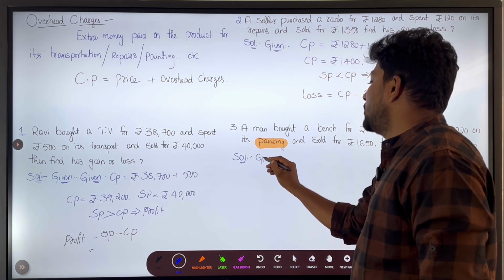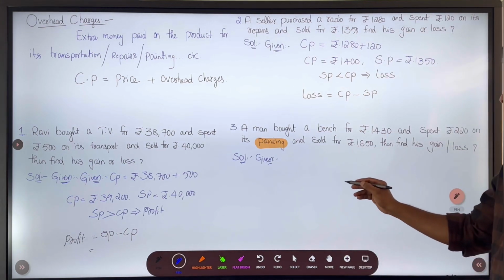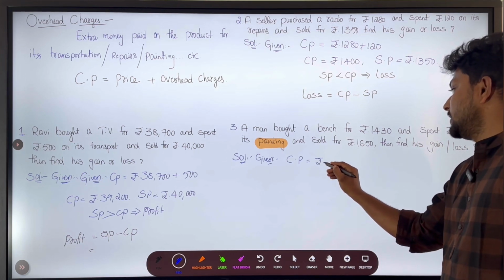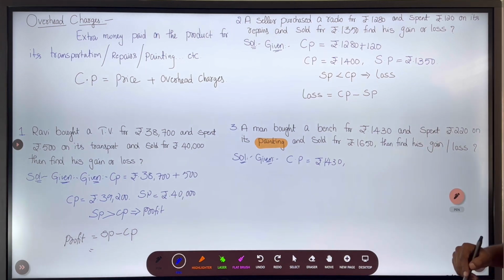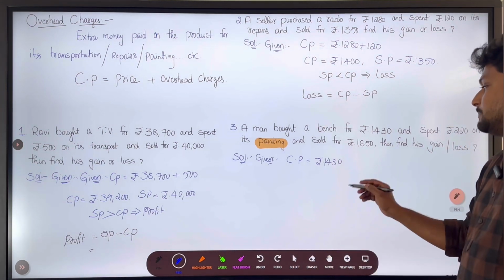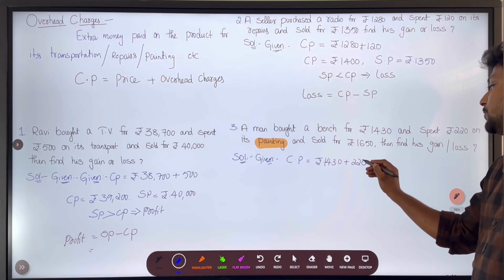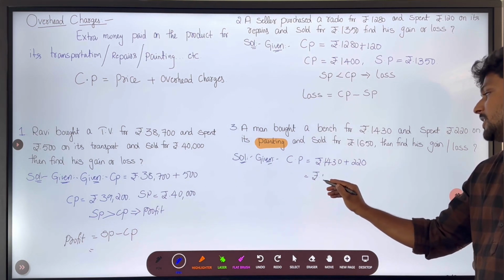So a man bought a bench for rupees. What is the cost price of the bench? Cost price of the bench is rupees 1430, and spent rupees 220 on its painting. So these painting charges will be included in the cost price, 1430 plus 220. So what is the total cost? 1650.